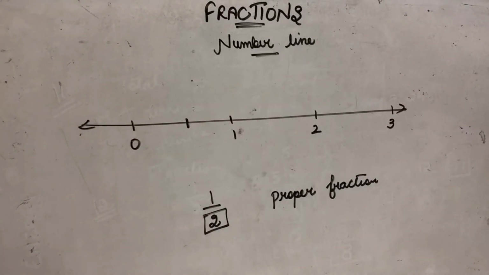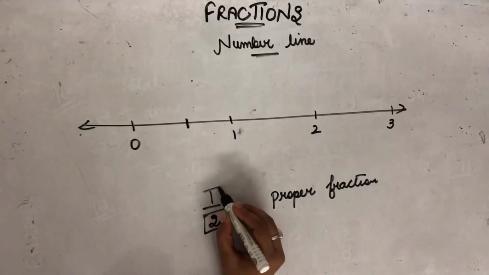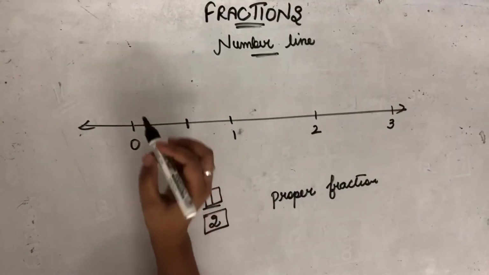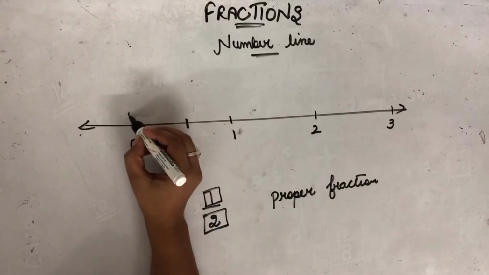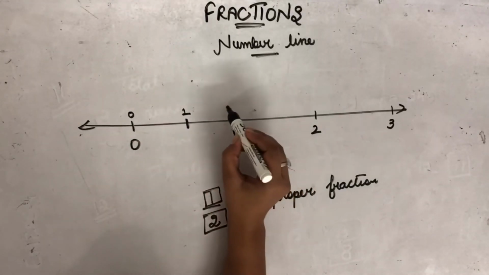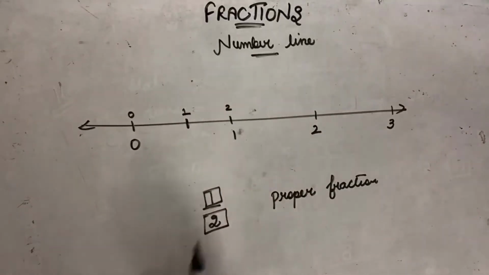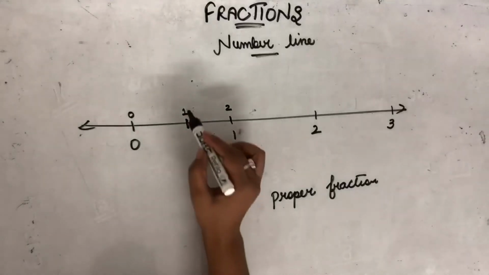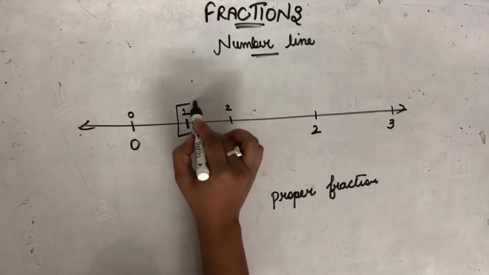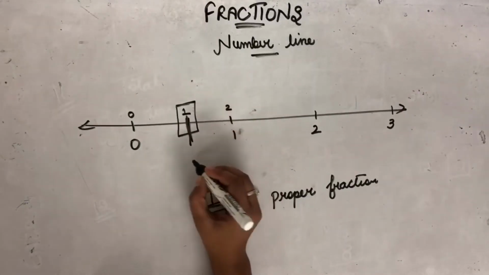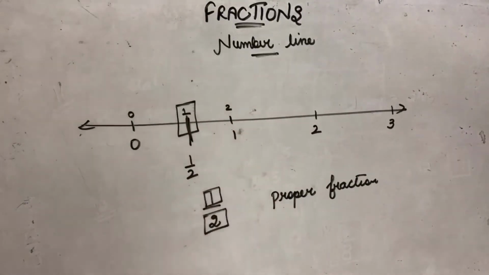Now what is the next step? You will see the number present in the numerator. Now I divided this into 2 parts. So you will always start from 0. This is 0, this is 1, this is 2. So it means there are 2 parts. So number 1, you will see where number 1 is coming. Here. So this point will represent 1 by 2.